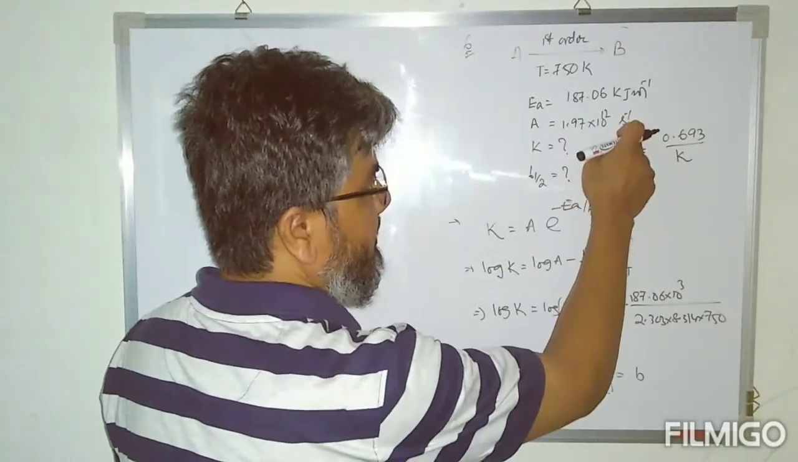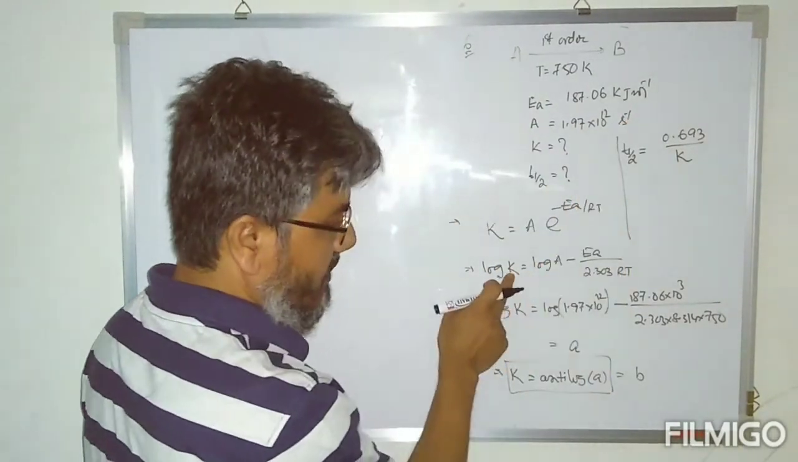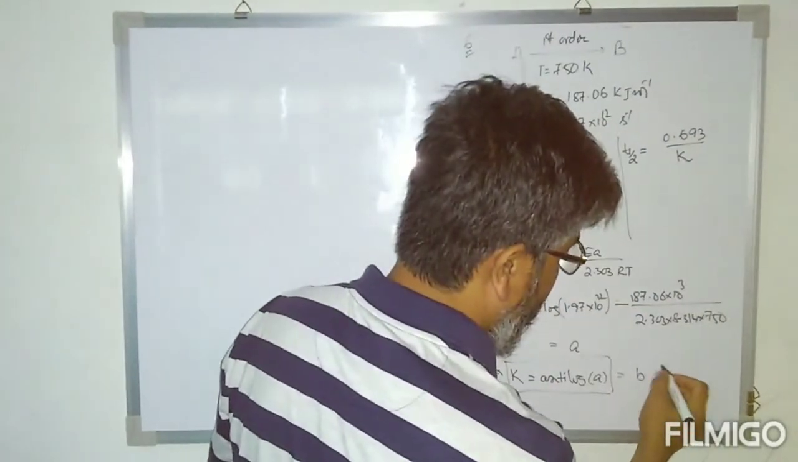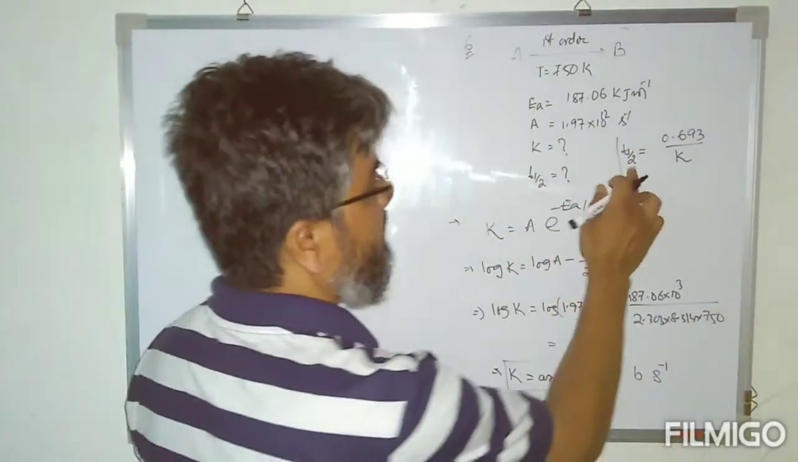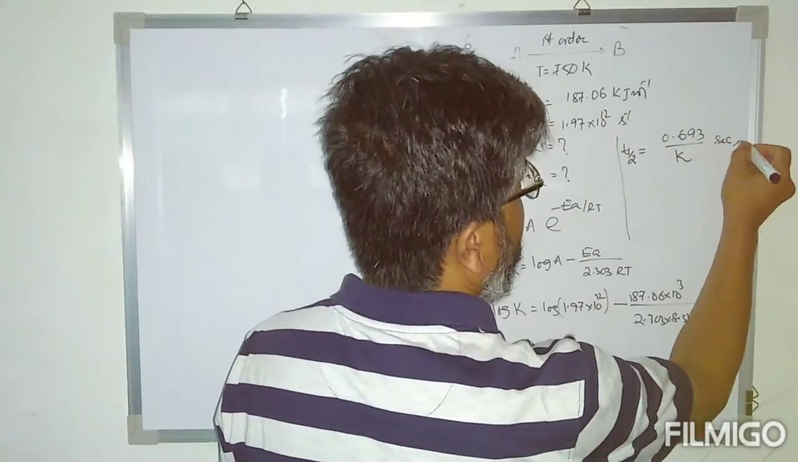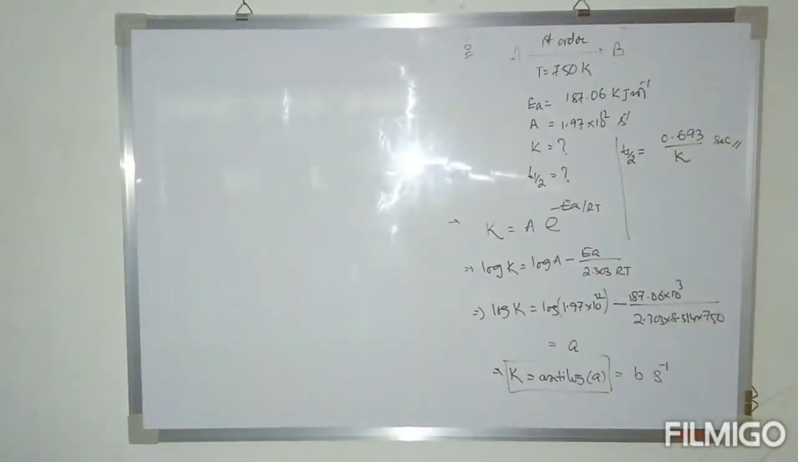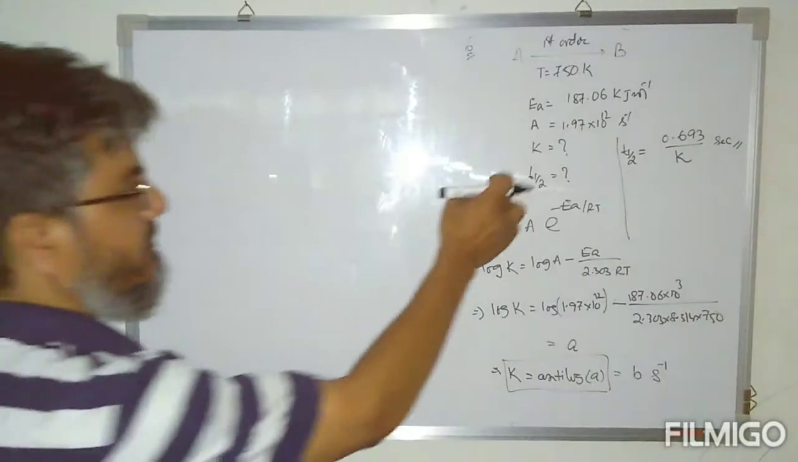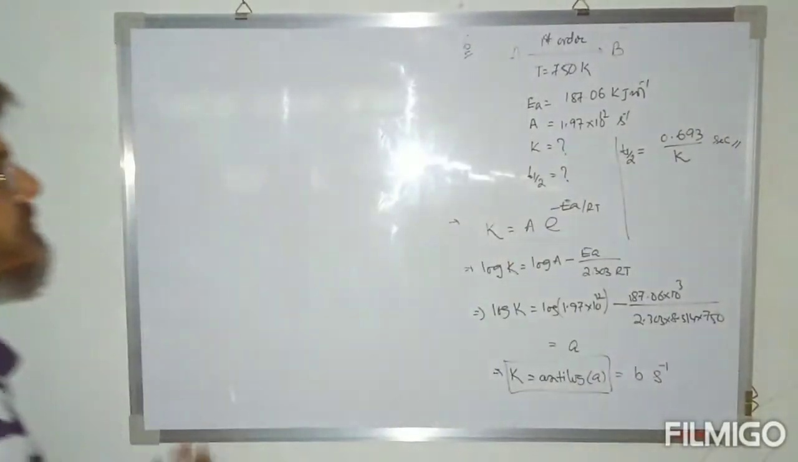A is given in second inverse, so the unit of K should be second inverse, so the half-life should be in seconds. This is how we define rate constant K and its half-life.